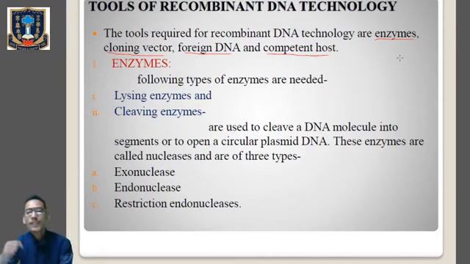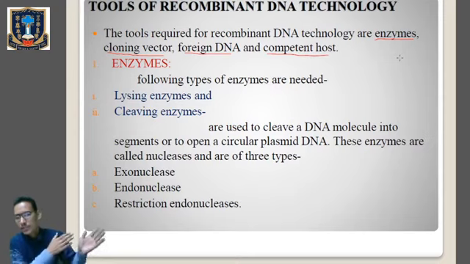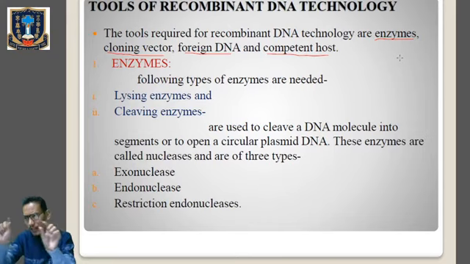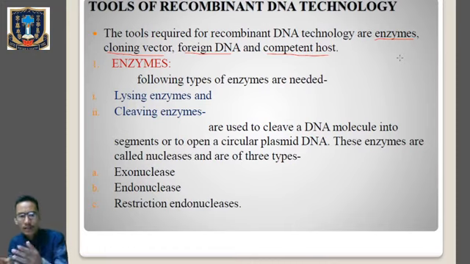Clear? Number 2 is cleaving enzymes, which are used to clip the DNA molecule into segments. It will clip, join, or attach to the segment of DNA, in simple terms. It will attach to the nitrogenous bases of the DNA molecule. Nitrogenous bases means adenine, thymine, guanine, and cytosine. So it will recognize those base sequences and clip on them. Or it is used to open a circular plasmid DNA. If you have seen the first video, diagram 11.1, you have seen that we have the vector DNA, a circular DNA molecule, which has been cut. That cut is mainly done with the help of the cleaving enzymes.